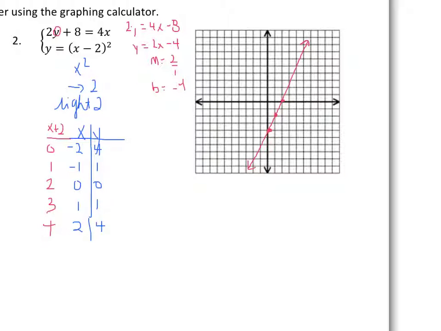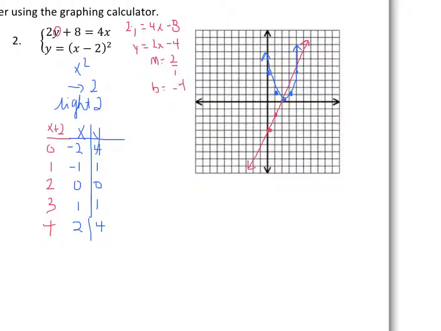So let's go ahead and graph those points. I'm going to graph those in blue. So that's going to be at 0, 4. And then we have 1, 1. And 2, 0. And then 3, 1, I'm getting off the graph a little bit, and then 4, 4. Okay, so we can go ahead and draw in our quadratic as best that we can.